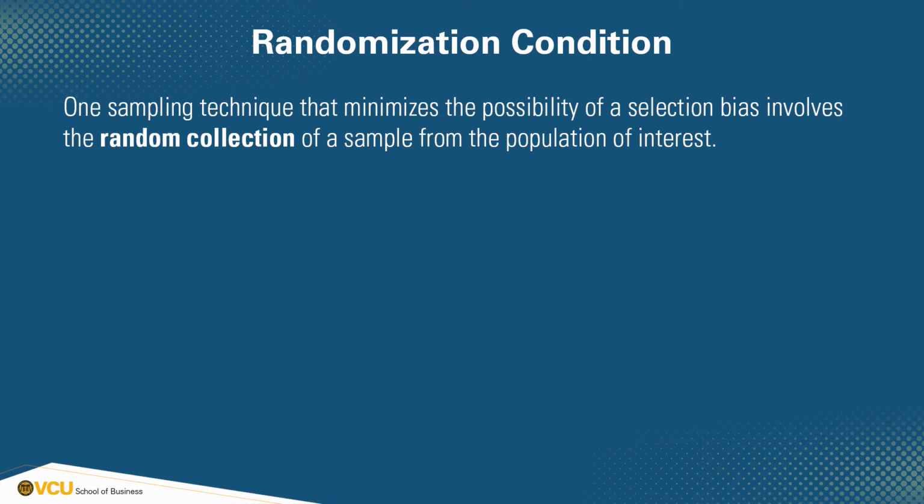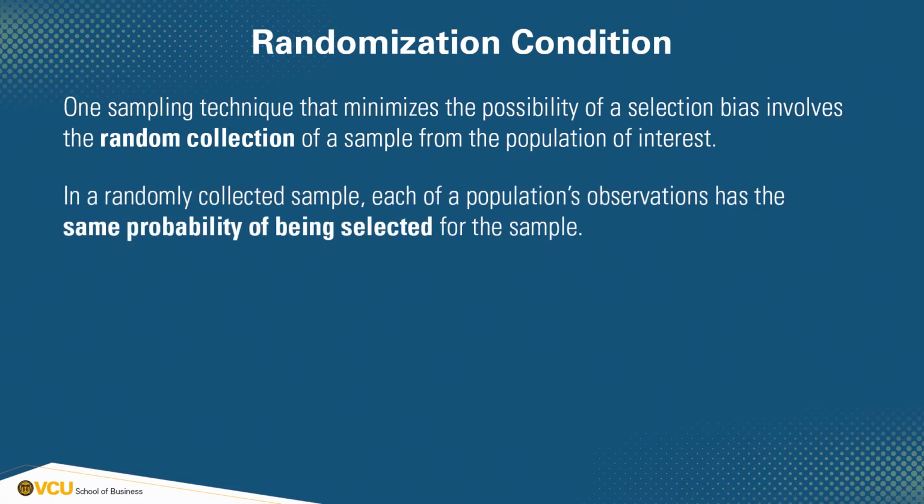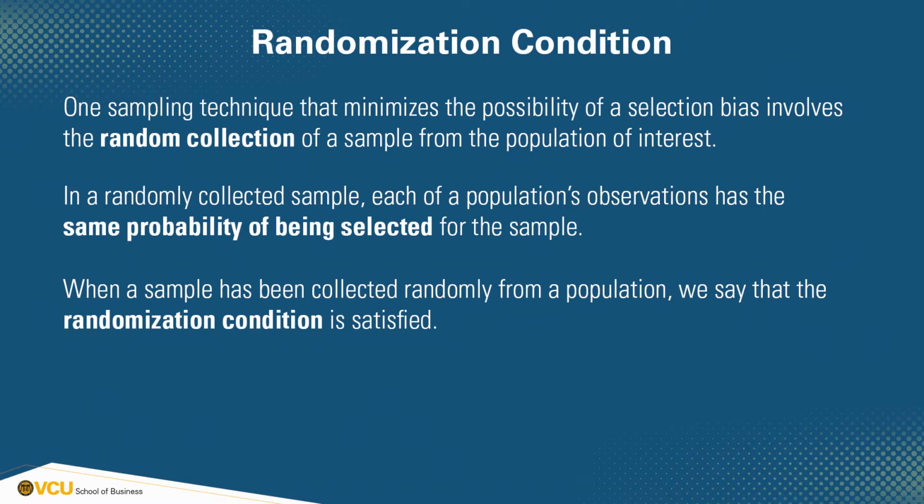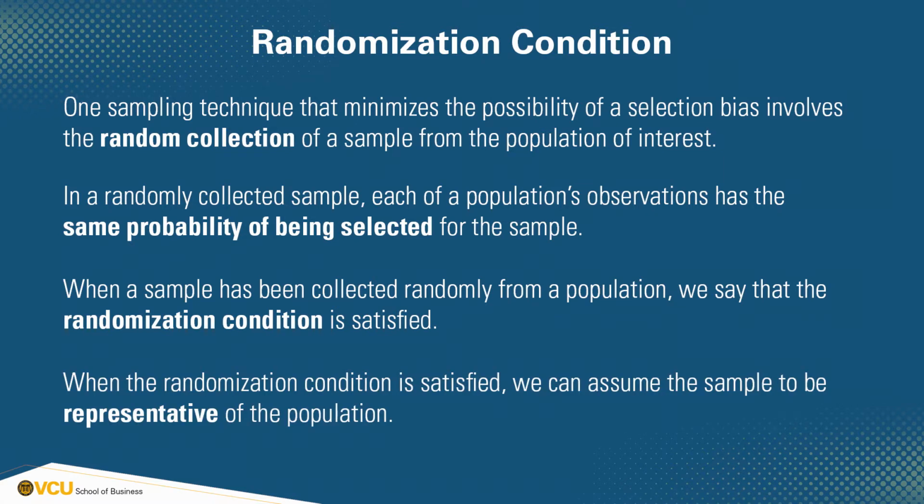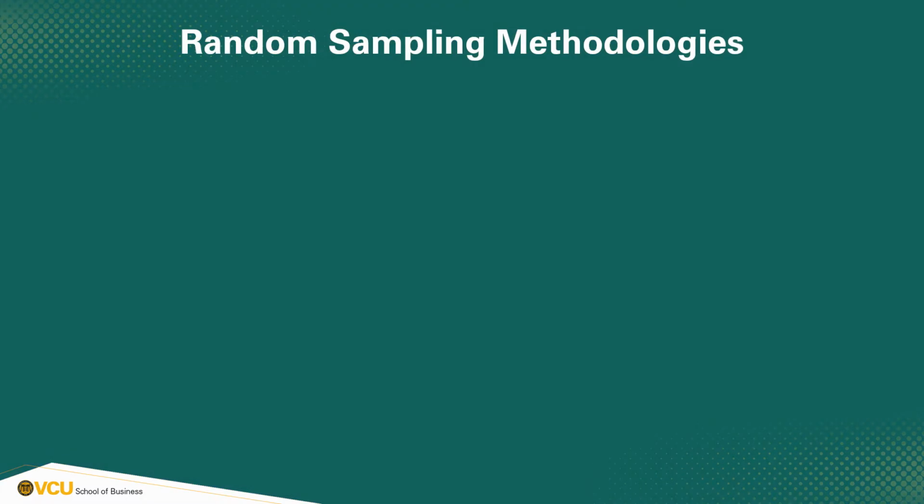One sampling technique that minimizes the possibility of a selection bias involves the random collection of a sample from the population of interest. In such a randomly collected sample, it can be assumed that each of the population's observations has the same probability of being selected for the sample. When a sample has been collected randomly from a population, we say that the randomization condition is satisfied. And when such randomization condition is satisfied, we can assume the sample to be representative of the population. There are several random sampling methodologies, and for the purpose of this course, let's consider a few.